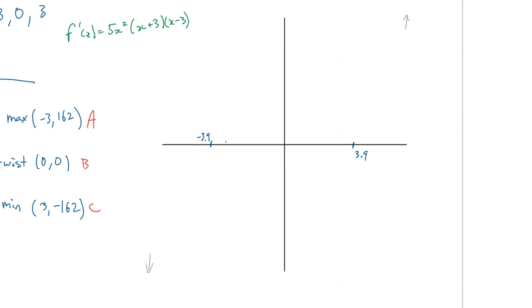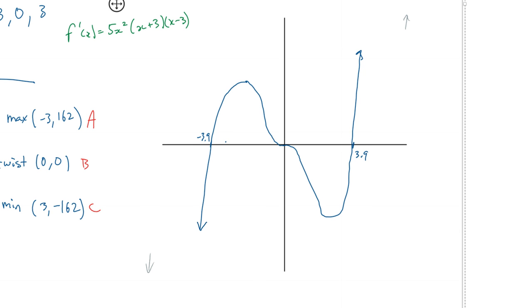Ready? Come up here. Turning point max. Twist. It's decreasing. Twists, still decreasing. Turning point min. And then finishes in that quadrant. There's point A, point B, point C. I'm going to label these.